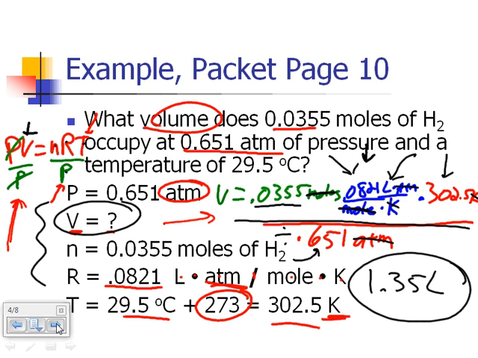Remember to choose your R value matching your pressures. Make sure your volumes are in liters. This one we're calculating liters, and your temperatures in Kelvin. So keep those things in mind.